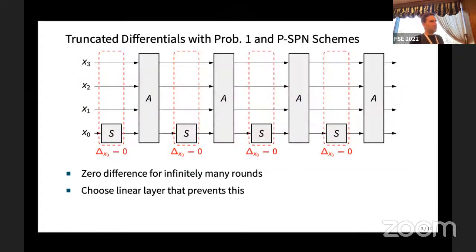Why do we care about subspace trails? Well, they're very closely related to truncated differentials with probability 1. And we have here a partial SPN scheme, with a partial nonlinear layer. By using the analysis, we can ensure that for any linear layer, so this is the affine layer, which has some matrix in there, we essentially avoid the situation where we have a zero difference at every input of the Sbox for an infinite number of rounds. So our paper tried to solve this problem, so we can now choose some linear layer which prevents this property. And this also works for more Sboxes.